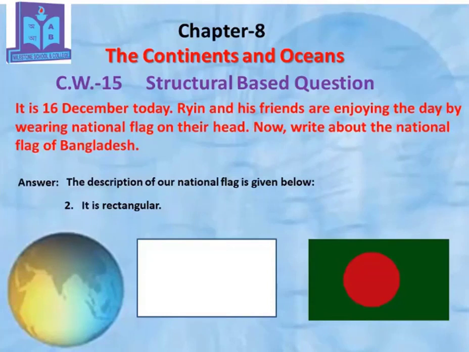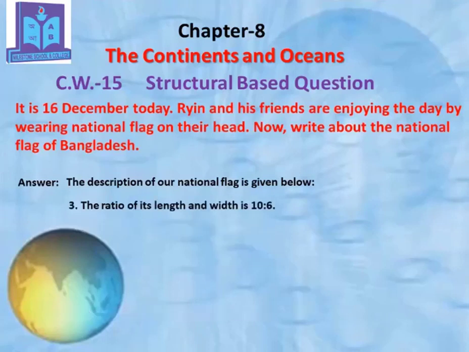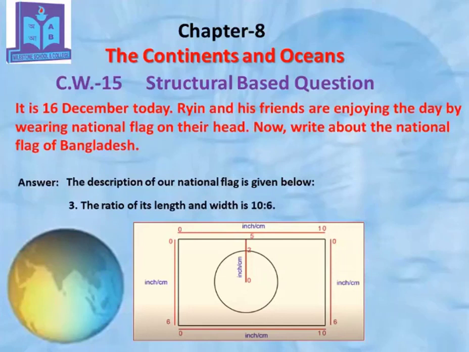That means 90-degree angle. Number 3: the ratio of its length and width is 10:6. Ratio means what? Look at this picture. The upper line and the lower line, these two lines indicate the length. And the right side and left side, these two lines indicate the width. If the upper line is 10 inch or centimeter, that means the length is 10 inch or centimeter. At that time the width will be 6 centimeter or inch.